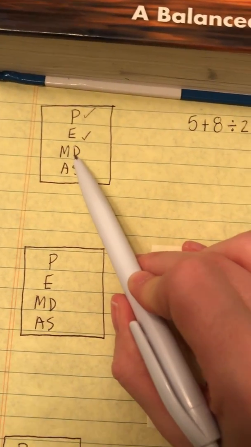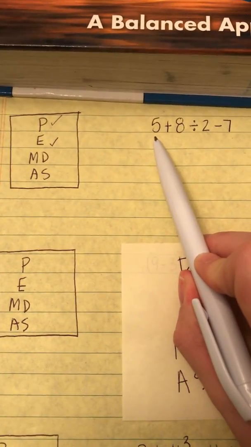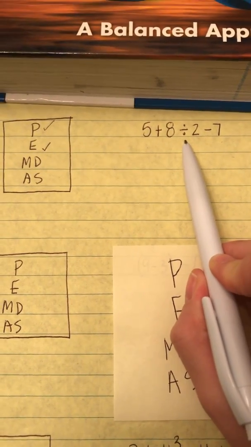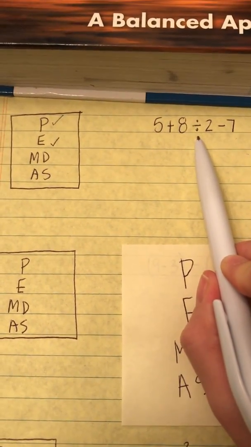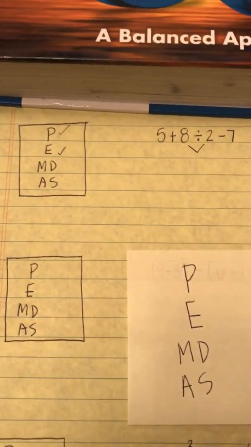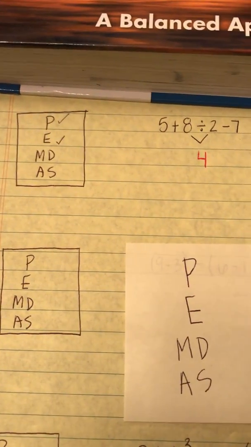Multiplication and division. I'm going to go from left to right. So I'm going to start here. I'm looking for any multiplication. Nope. Or division. Yes. This is the first one, so I'm going to do this one first. 8 divided by 2 is 4. And I always write this with a different colored pen or marker or whatever you have.